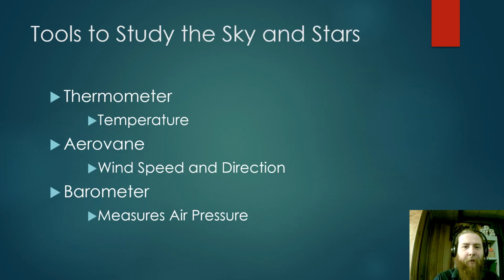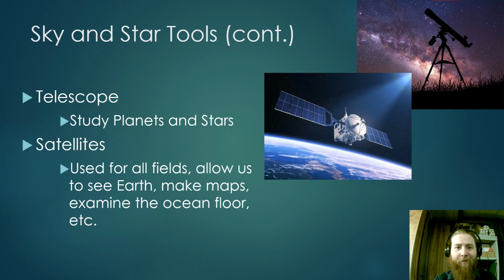So some other things we use to study the sky and the stars. We use a thermometer for temperature. We use an aerovane for wind speed and direction. And we use barometers to measure air pressure. Air pressure tells us a lot about what the weather's going to do, about what kind of fronts are coming in. Is it a hot front, cold front? Is it a lot of heavy air? Tells us a lot about that. We're going to talk a lot about that when we get to weather.